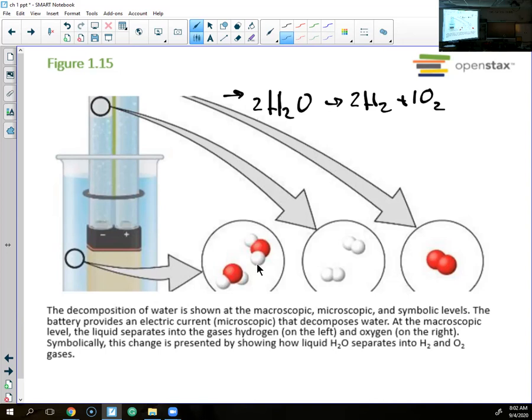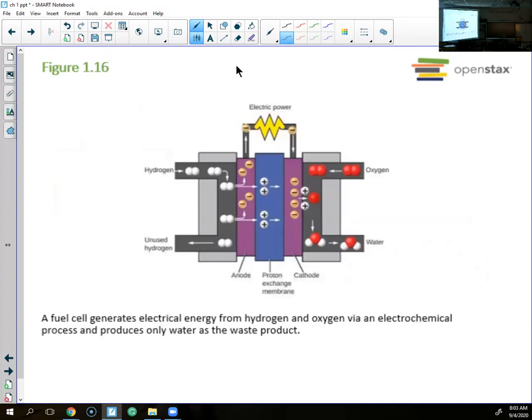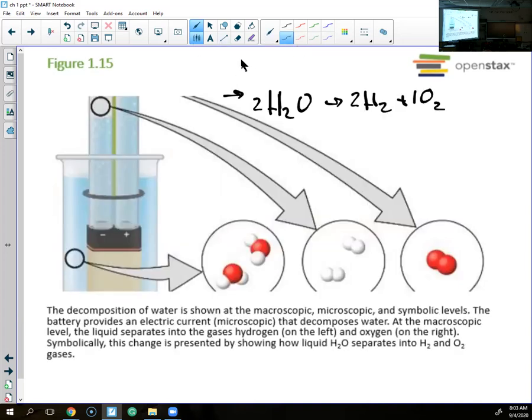All right, so the battery provides an electric current that decomposes the water. At the microscopic level, the liquid separates into gases. We can see that with our own eyes in front of us and on the screen. And then water just separates into H2 and O2 right here. Okay, try and remember this when I come back and we look at that.